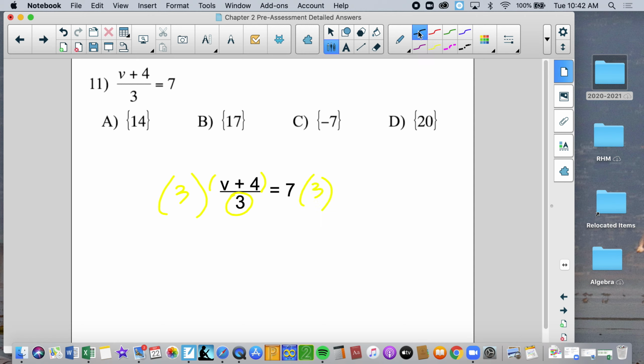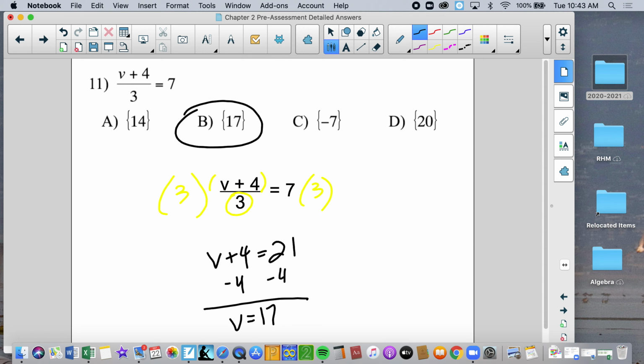That leaves me with V plus 4 equals 21, minus 4, minus 4. V equals 17. Another B. That is unbelievable how many B answers there are. I did not do this on purpose. Really important for you to look and notice that attention to the detail.